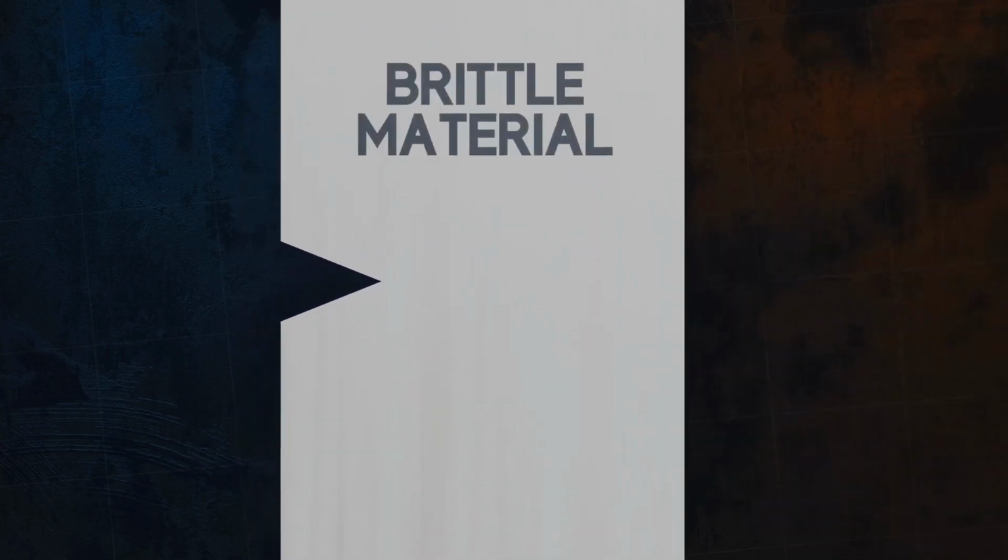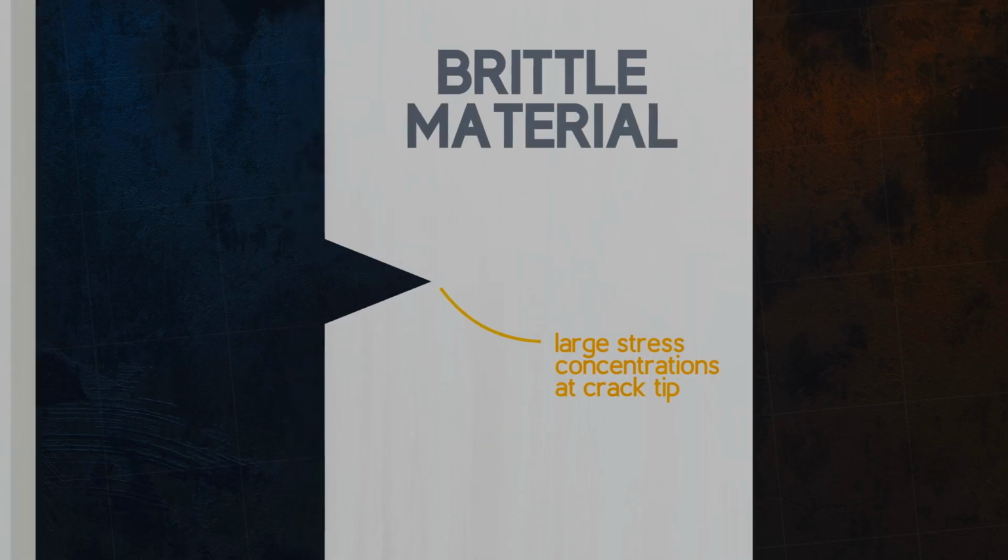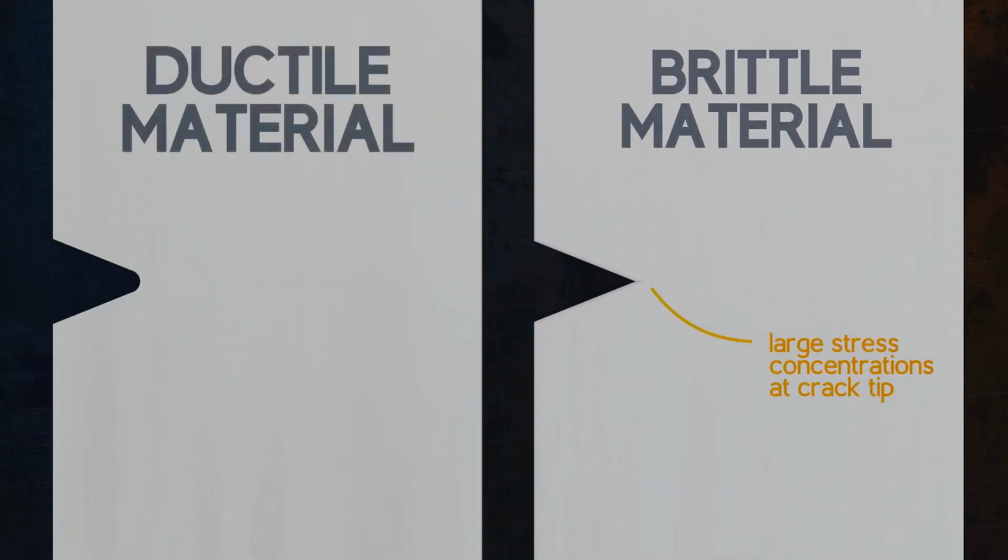The second factor is that in brittle materials, very little or no plastic deformation occurs to redistribute stresses at existing flaws. This means that large stress concentrations build up at the crack tip, resulting in fracture. In ductile materials, plastic deformation occurs, which relieves these localized stresses.